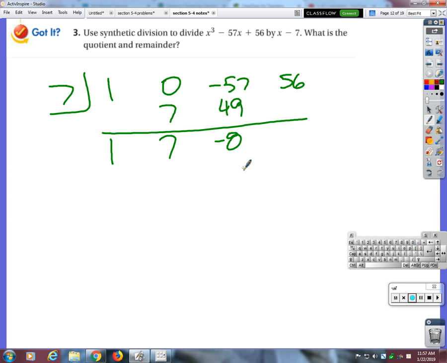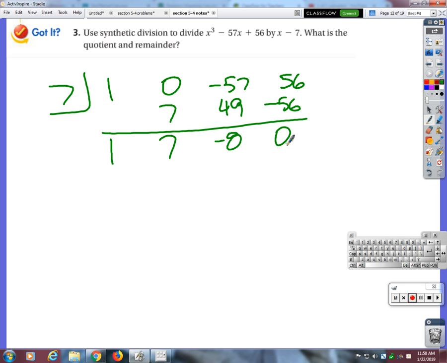7 times negative 8 is negative 56. Add those together and get 0. So again, like I said, some of you were in quite the state of panic in the beginning. This to me is a super, super simple process, okay?